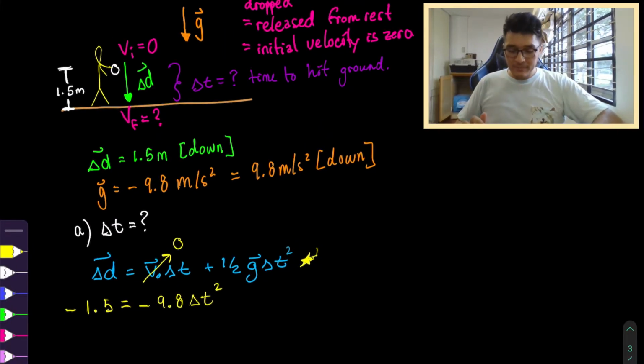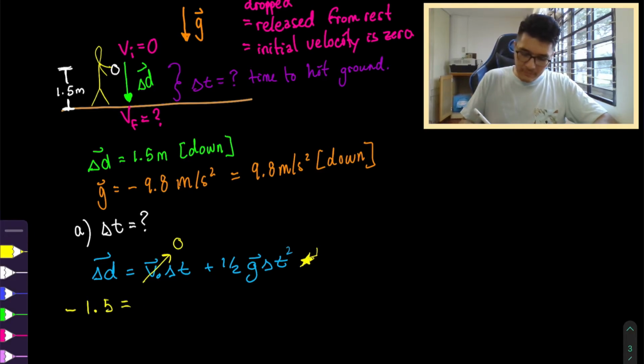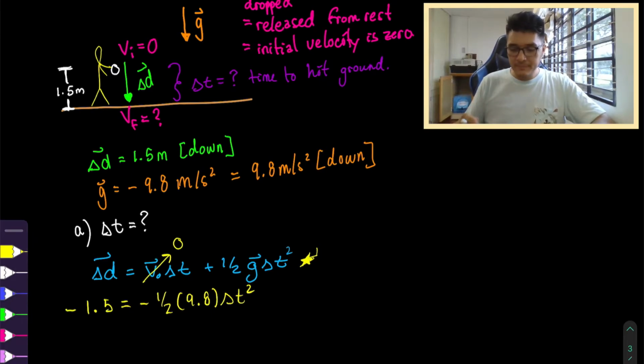Okay, now it's correct. So all we have to do now, oh wait, another mistake. What's going on? Negative 1 over 2 times 9.8 delta t squared. Now it's correct. Notice that the negative is going to cancel on both sides of the equation. So you're left with 1.5 equals 1 over 2 times 9.8 delta t squared.